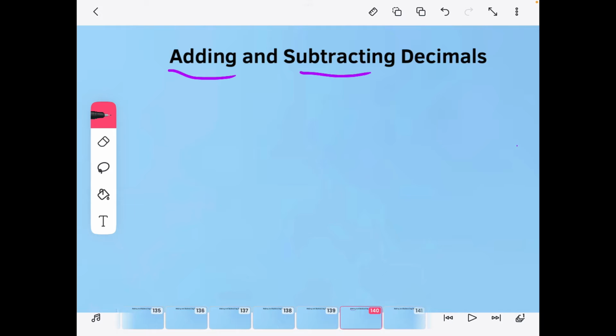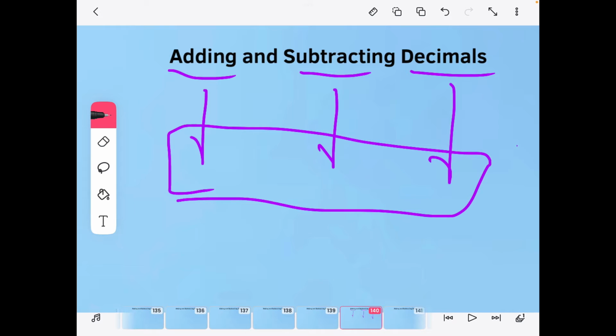Adding and subtracting decimals. First of all, you have to know how to add, subtract, and you have to know where the decimal points go. If you don't know these three things, you have to go back and learn.